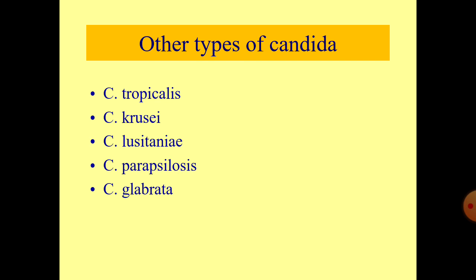And as we said, there are other types of candida. In addition to candida albicans, we have tropicalis, krusei, lusitaniae, parapsilosis, and glabrata. These different types of candida become very important to diagnose because they have different types of resistance and different sensitivity to different antifungal agents.